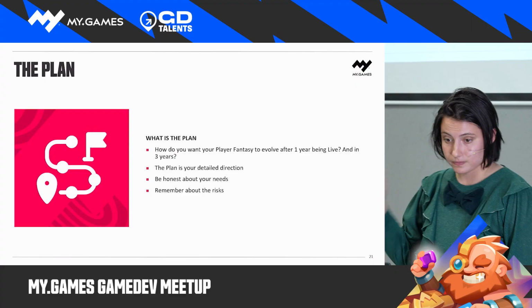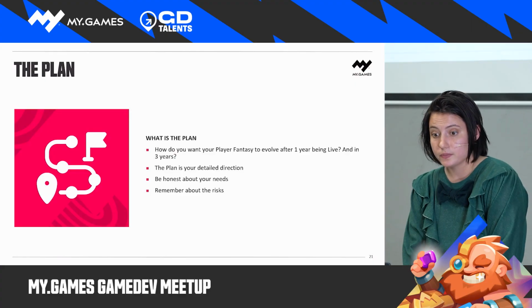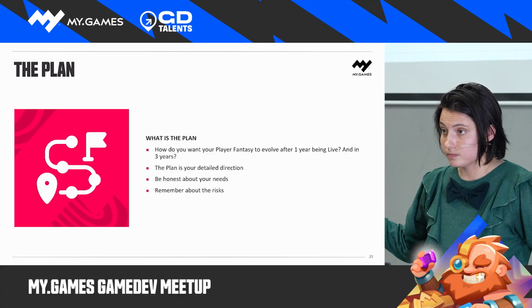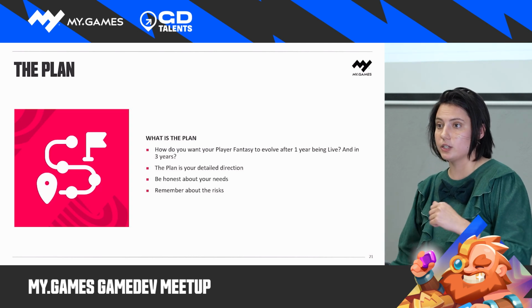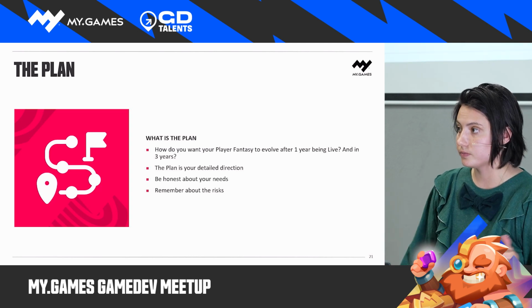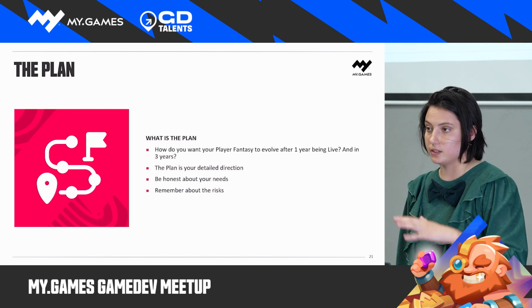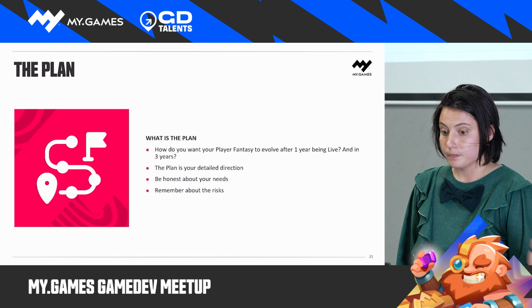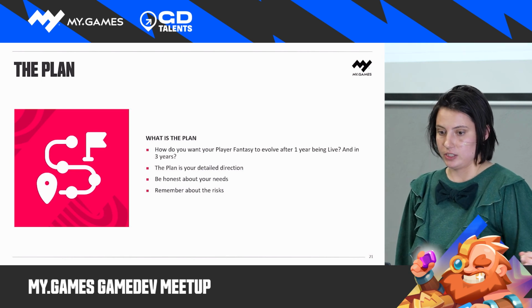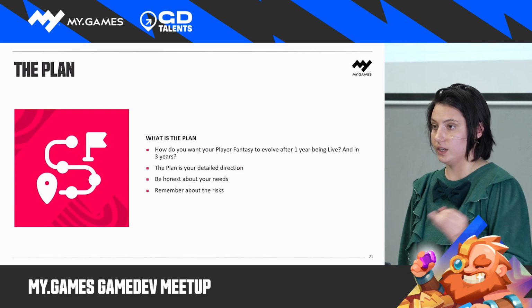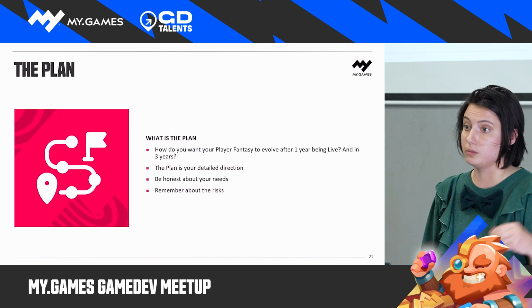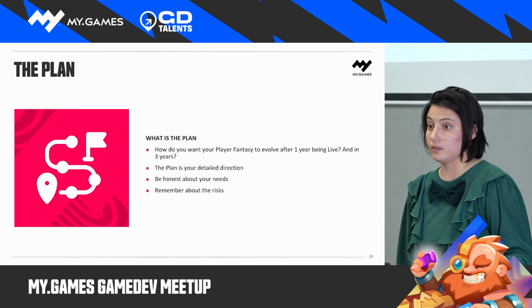Respect your players, listen to your players, acknowledge the mistakes. What is the plan? So again, the player fantasy, you have that. And then imagine how your player fantasy should evolve in a year, in half a year, in 3 years, depending again on the product cycle you have. Your plan is a detailed direction, and your plan needs to be honest about your needs. If you're being pushed by the management to earn money, well, your plan needs to reflect that.